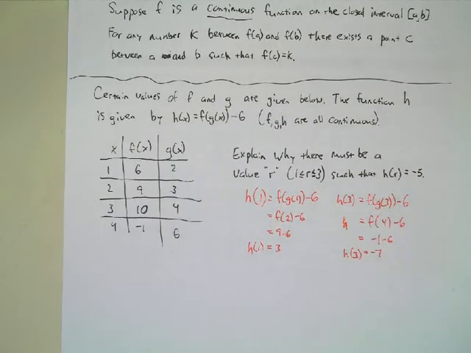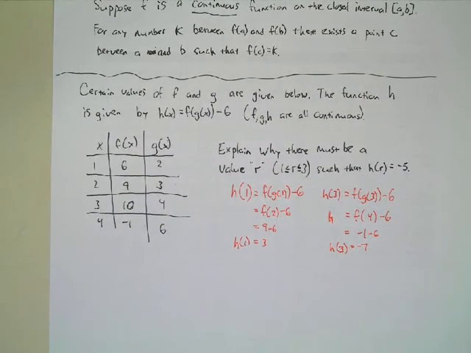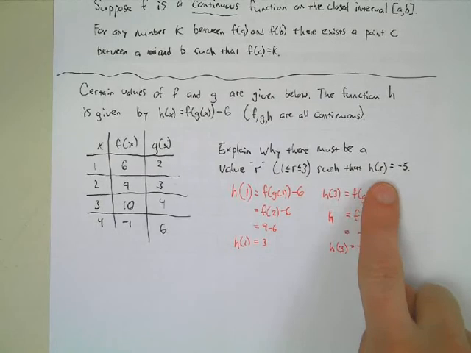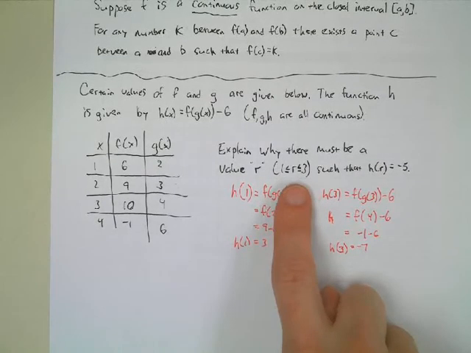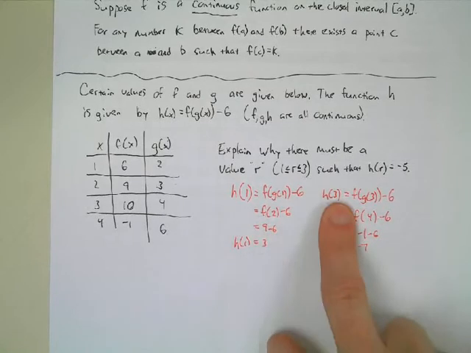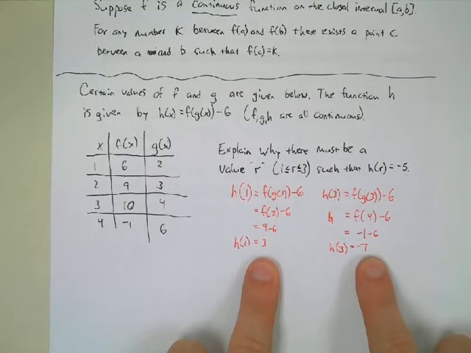So again, let's look at our results here. What are we trying to show? We want to explain why there must be a value r such that h of r is -5. And the r value is going to be between 1 and 3. We evaluated our endpoints: h of 1 was 3, h of 3 was -7. Must h equal -5 on this interval? Yes, it goes from 3 to -7, so it's got to hit -5 because that's between these two. That's the idea of the intermediate value theorem.